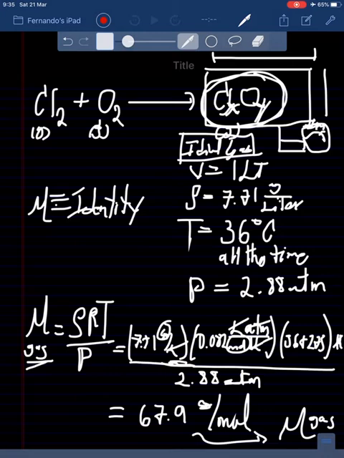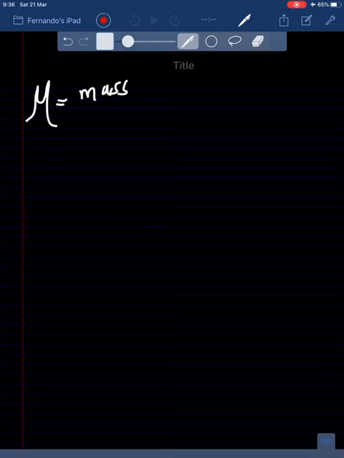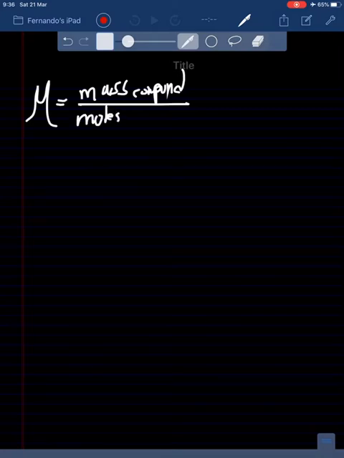So let's take a new page and perform the definition of molar mass. Another definition of molar mass, the most common one, which doesn't have to do with pressure or temperature, is very simple. I know that the molar mass is the same as the mass of the compound over the moles of the compound, right?